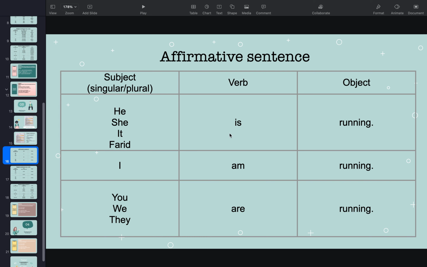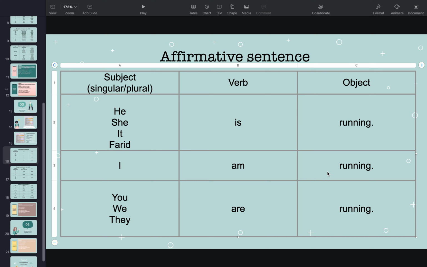But instead use am. I am running. Saya sedang berlari. Okay? I am running. I am eating. I am thinking. I am dreaming. I am walking. I am singing. Okay? So, kalau dia I, mesti am. Tak boleh is, tak boleh are.